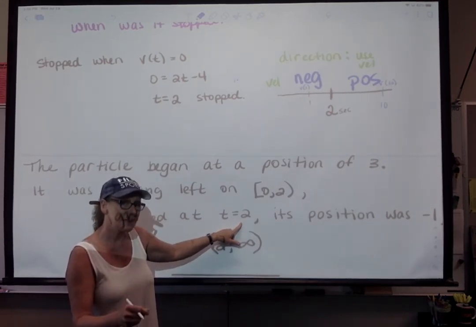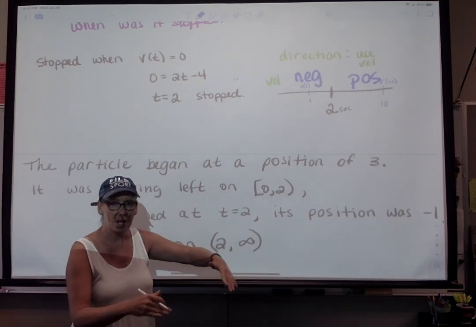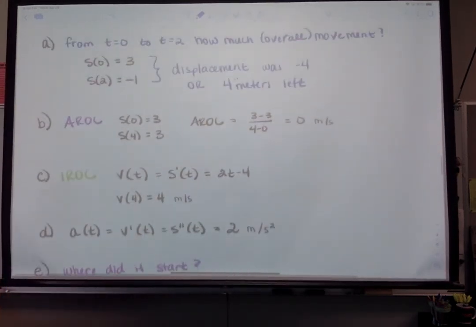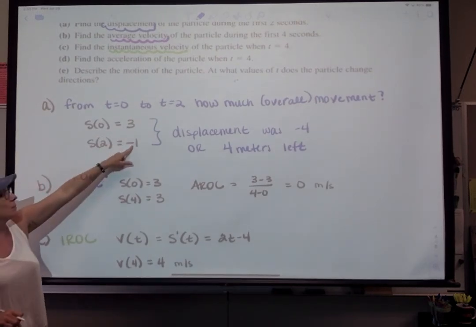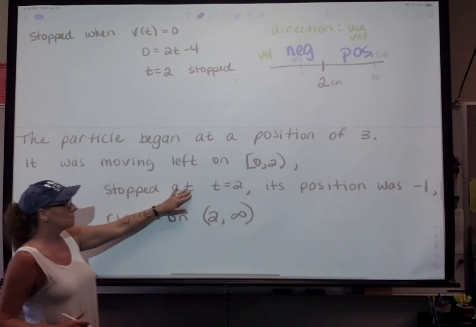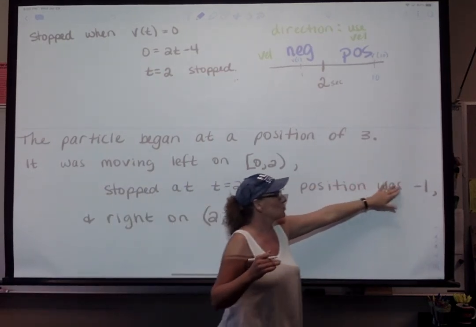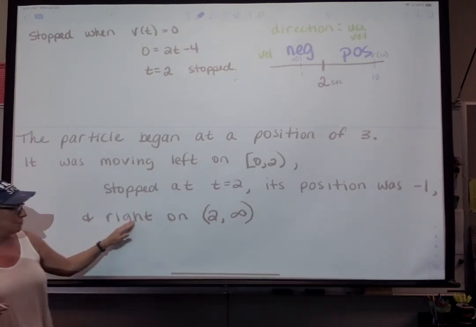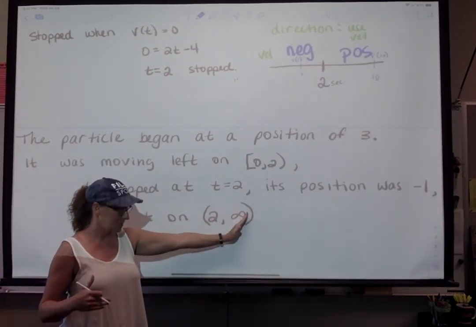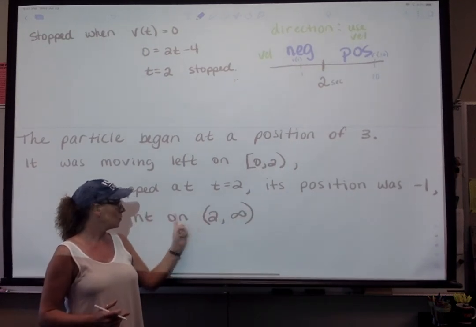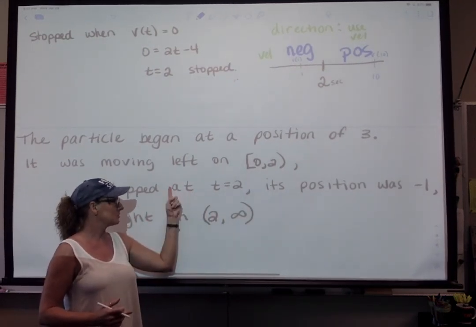Where was it then? On the number line. Where was it? I found this somewhere. Yeah, right here. It was at position -1. So it was stopped when time was 2. This is where it was located when it was stopped. And then it moved right from 2 to infinity. Never stopped moving right. Don't include the 2 because we know it was not moving right at 2. It was actually stopped at 2.